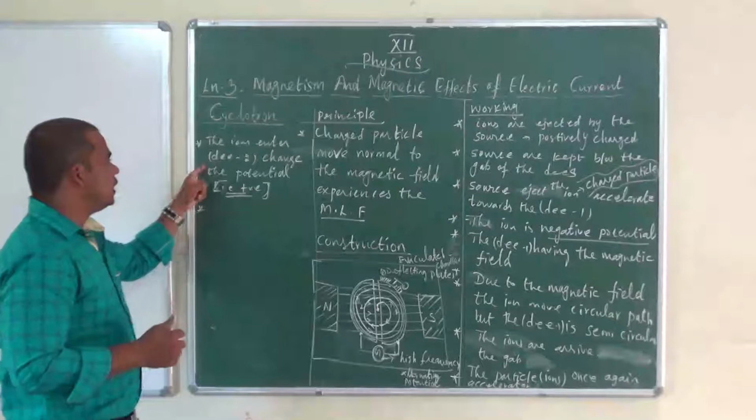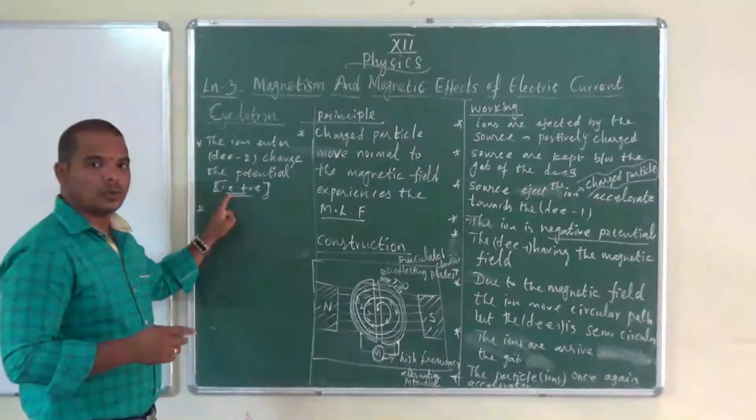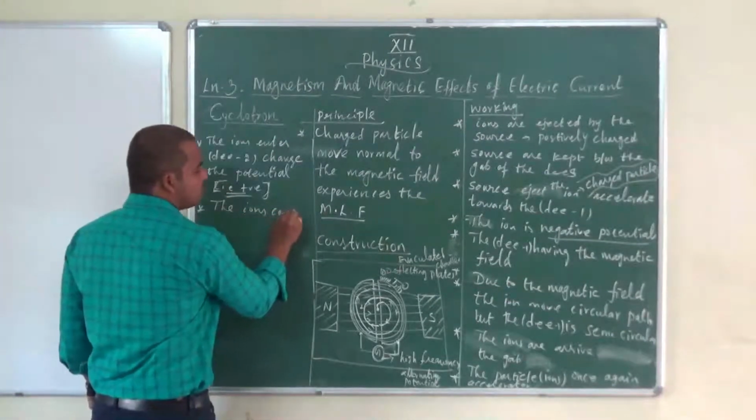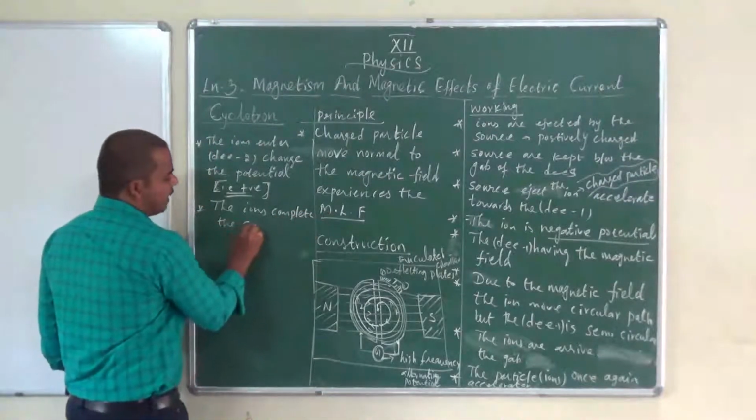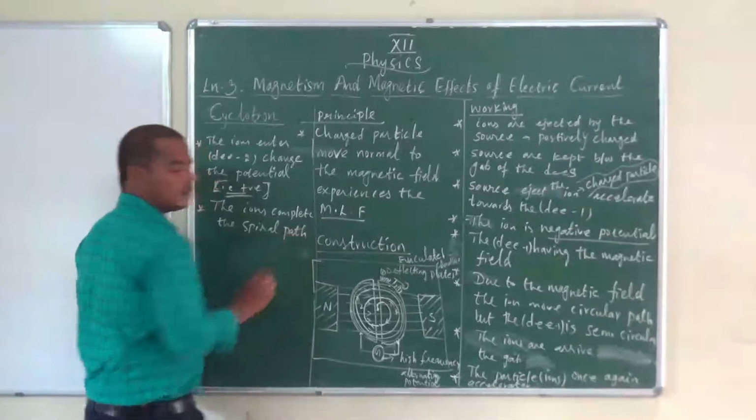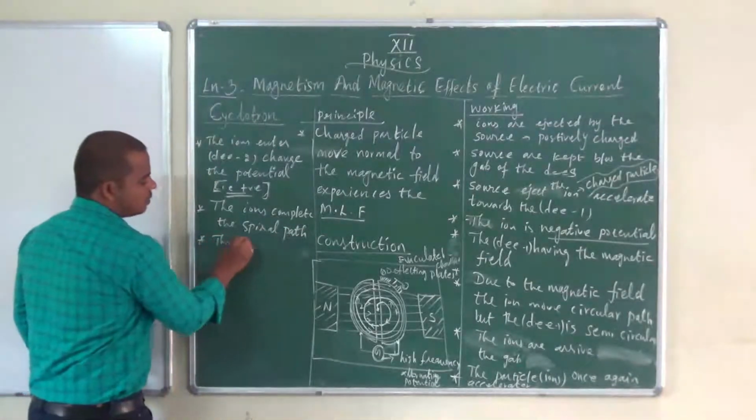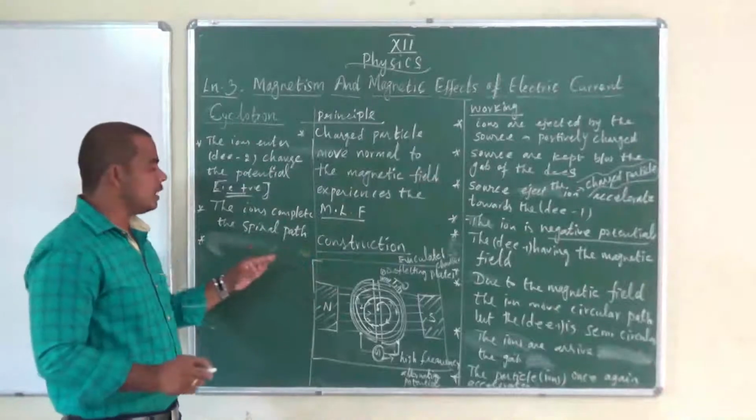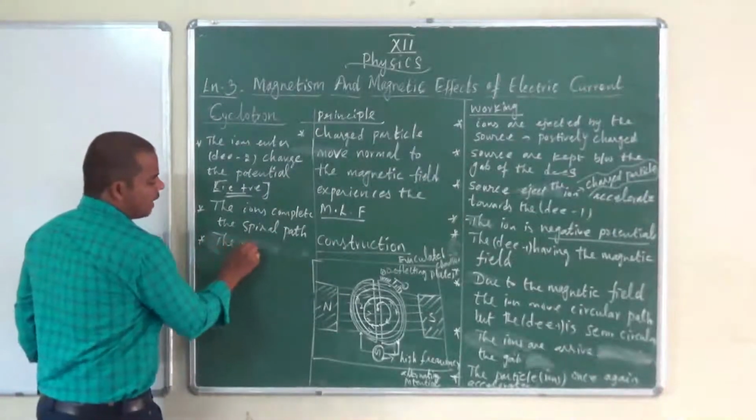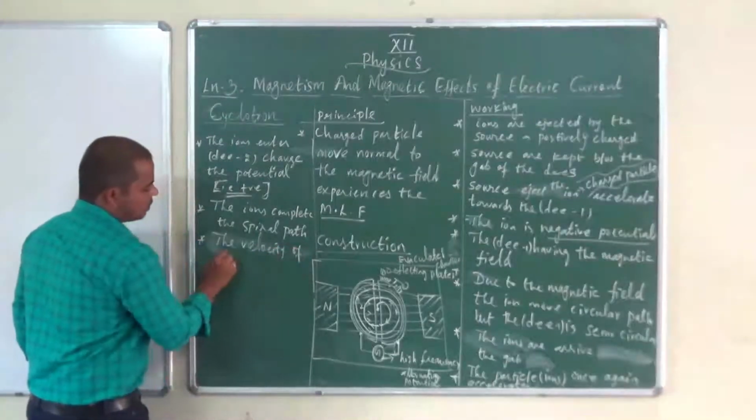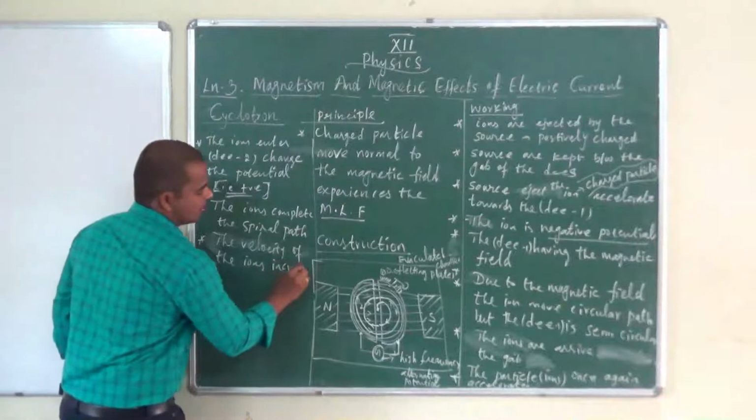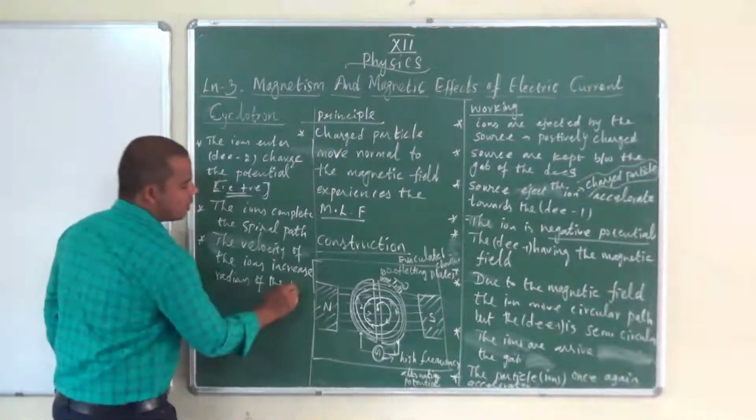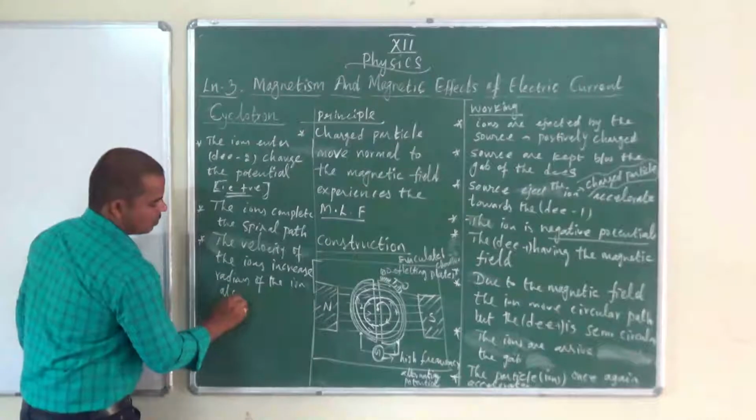So the ions enter D2, the potential is changed, that is positive. So what happens is the ions complete the spiral path. After the spiral path, when the experiment is repeated continuously, the velocity of the ions increases, and the radius of the ion also increases.